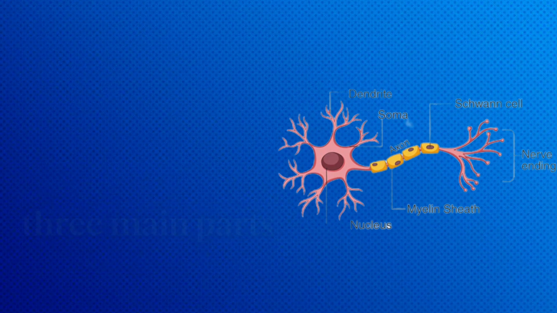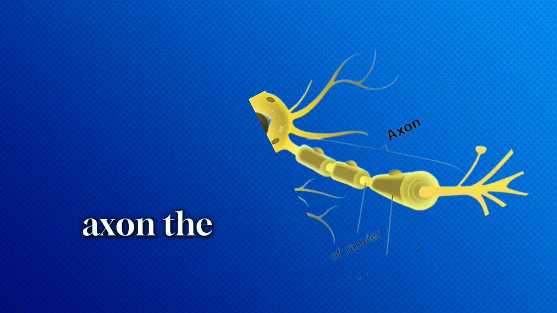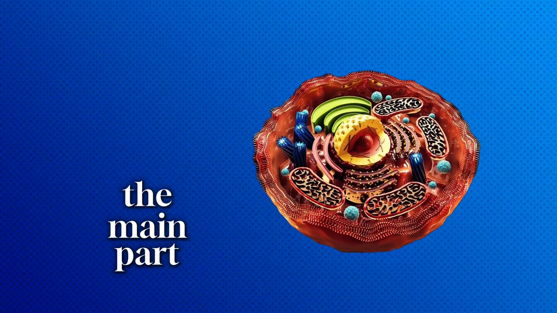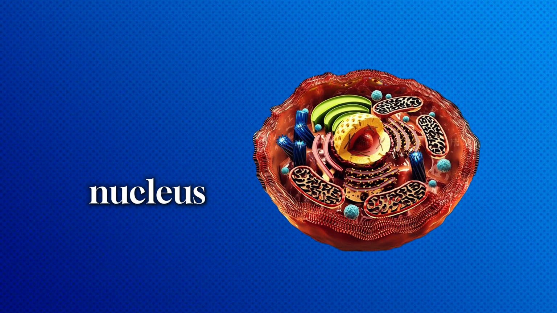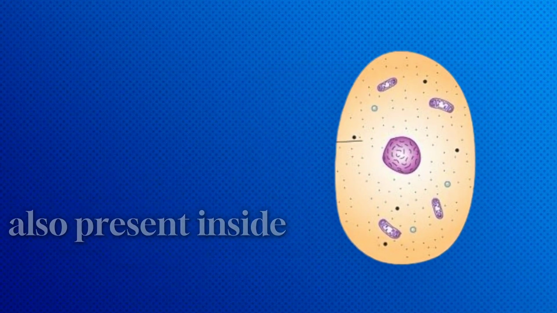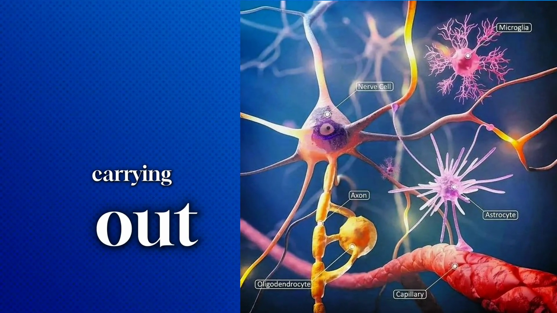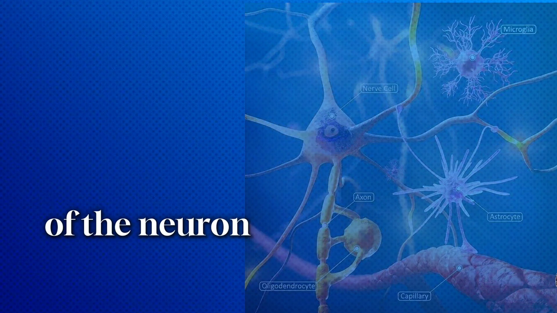Each neuron has three main parts: the cell body, dendrites, and axon. The cell body is the main part of the neuron. It contains the nucleus, which controls all the activities of the cell. The cytoplasm is also present inside the cell body and helps in carrying out different life processes of the neuron.